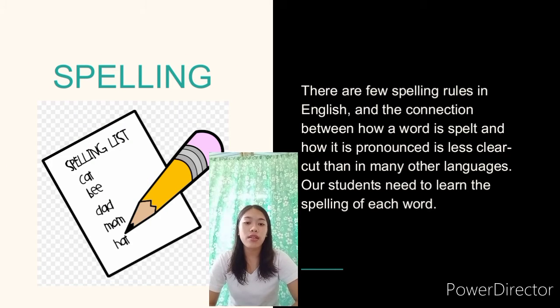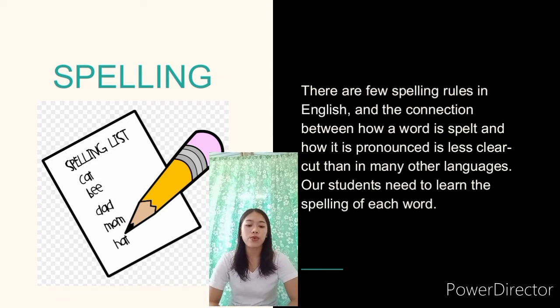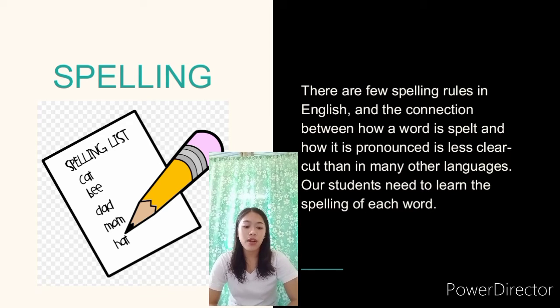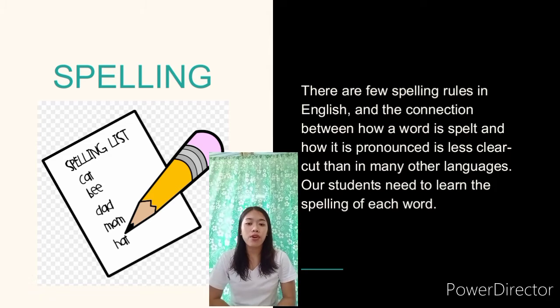And then the third one, we have the spelling. There are few spelling rules in English, and the connection between how a word is spelled and how it is pronounced is less clear-cut than in many other languages. Our students need to learn the spelling of each word. Spelling is the forming of words from letters according to accepted usage.